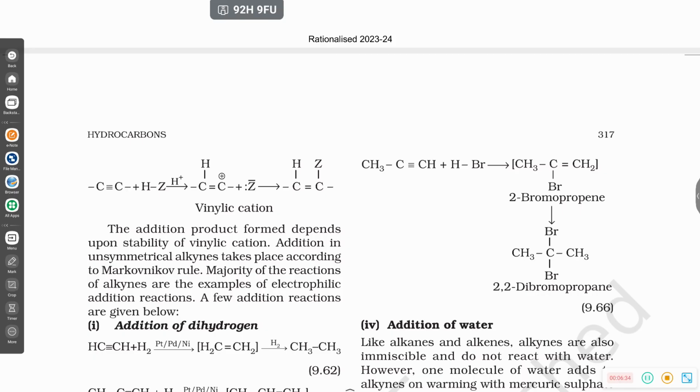Unsymmetrical alkynes, I think you know what an unsymmetrical alkyne is. If you cut it into equal parts, it is symmetrical; different parts mean unsymmetrical. Unsymmetrical is the general question they ask. What do you have to follow? Markovnikov rule. The majority of the reactions of alkynes are examples of electrophilic addition reactions.